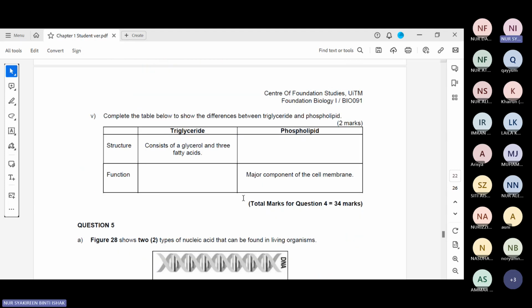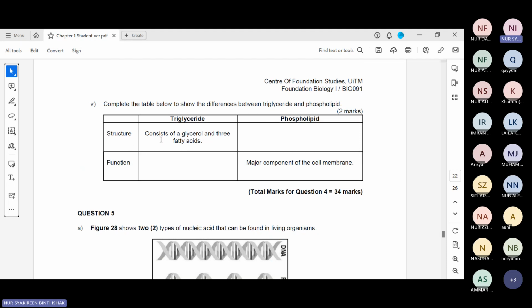So last question, complete the table below to show the differences between triglyceride and phospholipid. Structure, phospholipid consists of a glycerol, 2 fatty acids and also a phosphate group. So kalau yang triglyceride ni function dia sebagai apa? Energy storage, kan? Energy storage, thermal insulation, macam contoh organism that lives in really cold area, source of energy pun boleh juga.